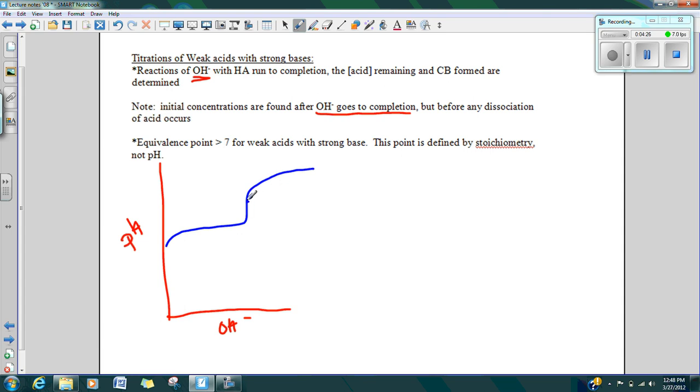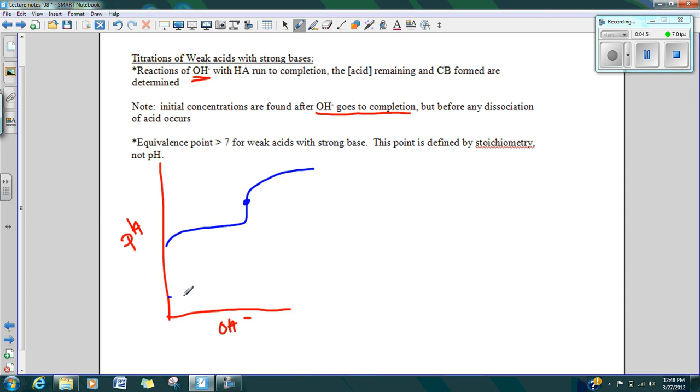My equivalence point is here. It's going to be shifted. It's going to be greater than 7. However, this is taking a much shorter amount of time because I have a weaker acid. I have less hydrogen ions there for the buffering to take place. So the increase in pH, the pH is going to increase more rapidly for a weak acid than a strong acid because there isn't as many ions there.